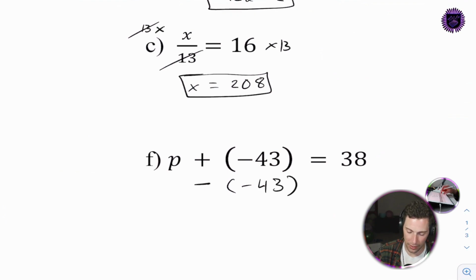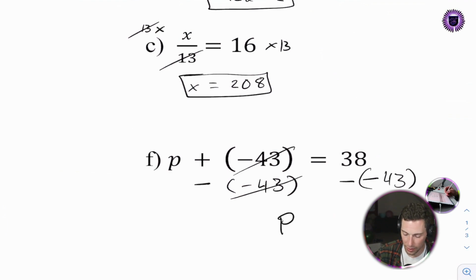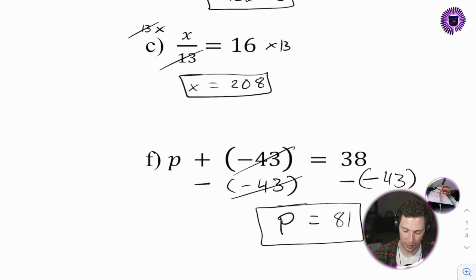Equals 38. And I want to subtract negative 43 on this side. This side's going to cancel out, leaving us with p is equal to negative 38 minus a negative. So minus a negative is like adding a positive, and it's going to be 81. P is equal to 81. That's our answer. Those are tricky.